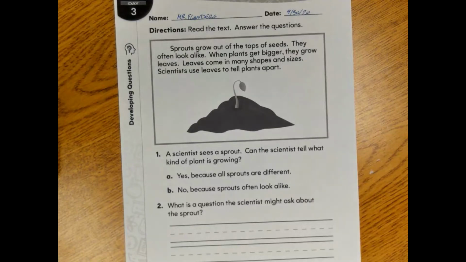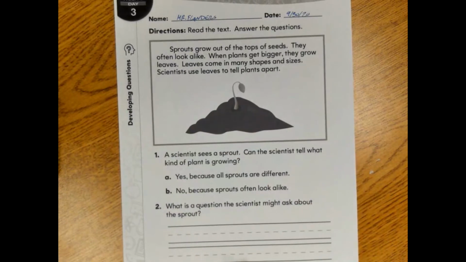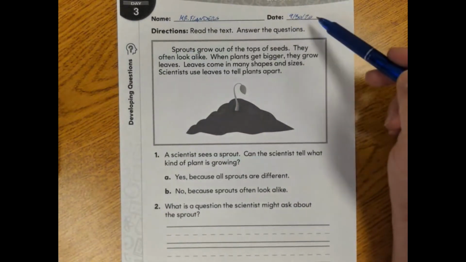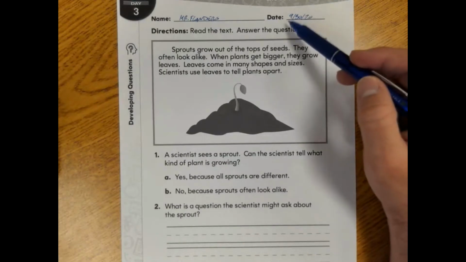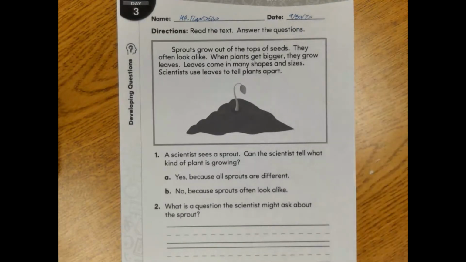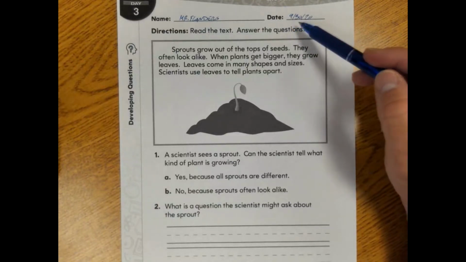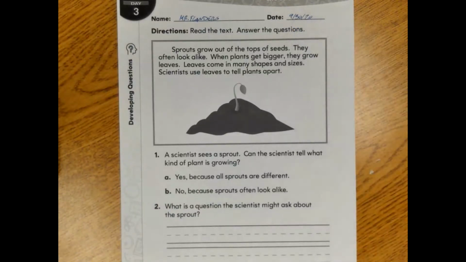Before we begin, please start off by writing your name at the top of your paper, as well as the date. The date is 9/30/20. That stands for September 30th, 2020. Remember, the 9 is the month of September, the 30 is the day, and the 20 is the year, 2020.